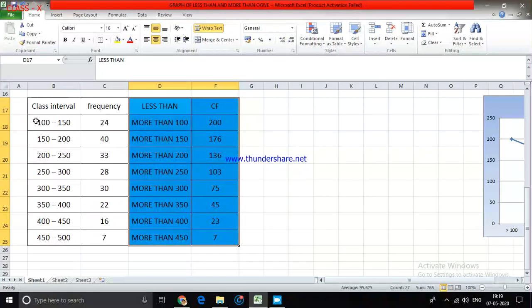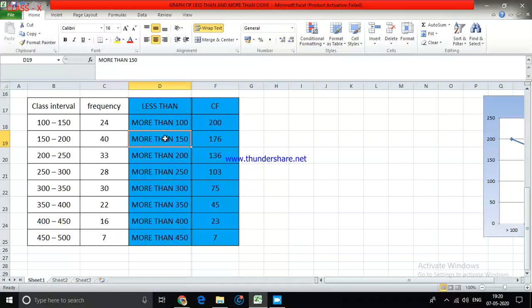As we said, less than type takes the upper limit, and more than type takes the lower limit. Understood? More than 100, more than 150, more than 200, more than 250, more than 300, more than 350, more than 400, and more than 450. When I say more than 100 here, okay, more than 100 means each and everyone is spending more than 100 only. So that means total number of people spending more than 100 is 200, because everyone is spending more than 100. So all the people will come under more than 100.